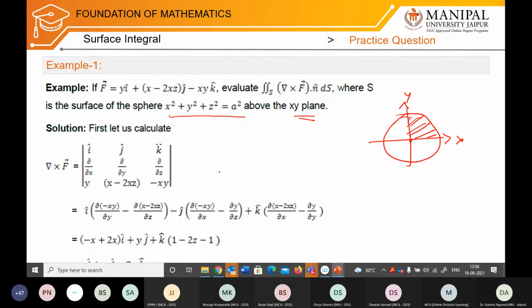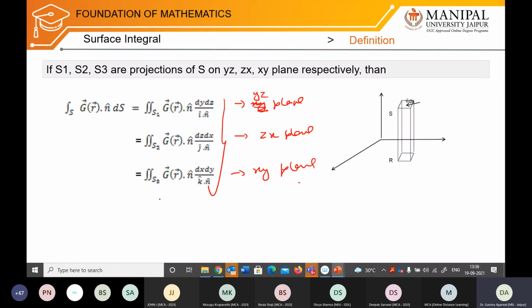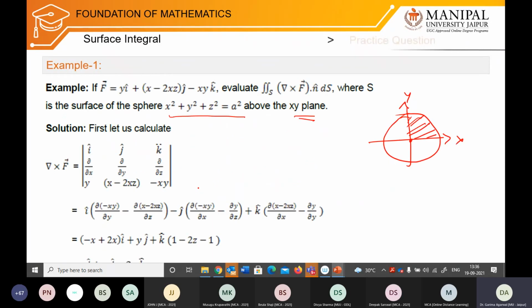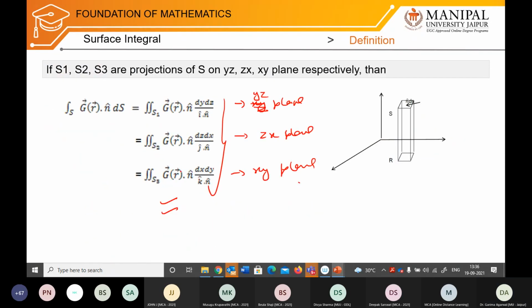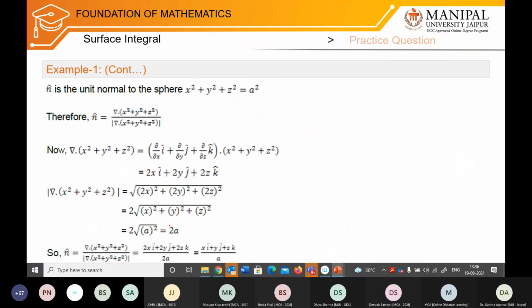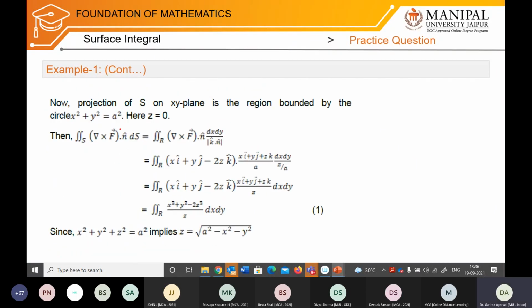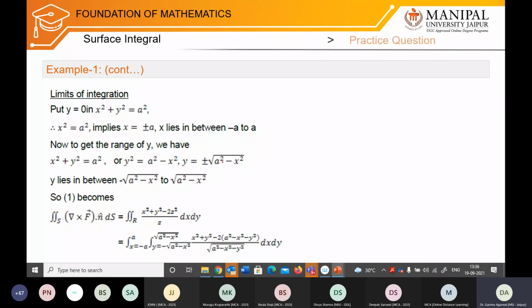And I need to find the surface integral above the xy plane. Above the xy plane means I need to apply this third formula, that is the vector dot n cap dx dy upon k cap dot n cap. Right? So this one is the formula. We'll use curl F dot n cap dx dy upon k cap dot n cap, right?